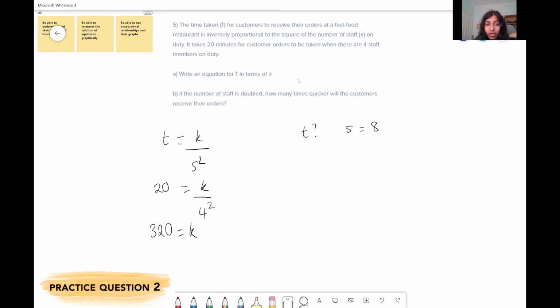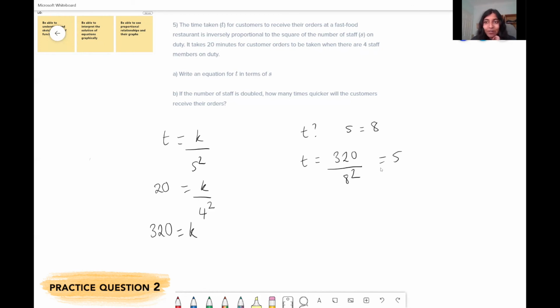So we can plug the values in. So we get T equals 320 over 8. Sorry, not 8. It's 8 squared. Then you'd do 320 divided by 64. So that's just equal to 5. So the time would be 5.